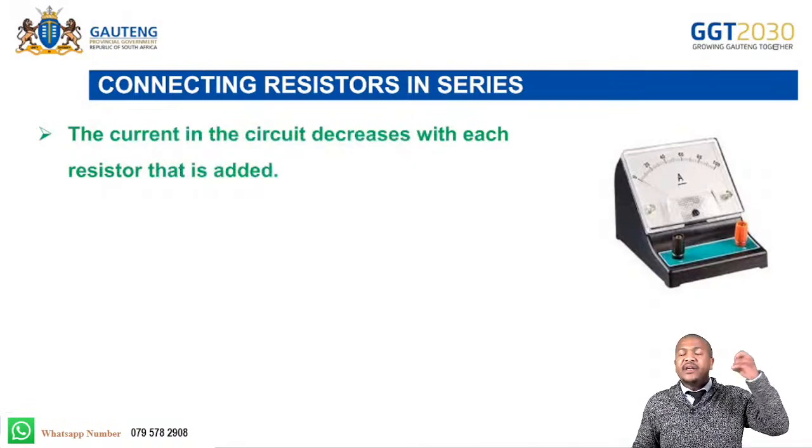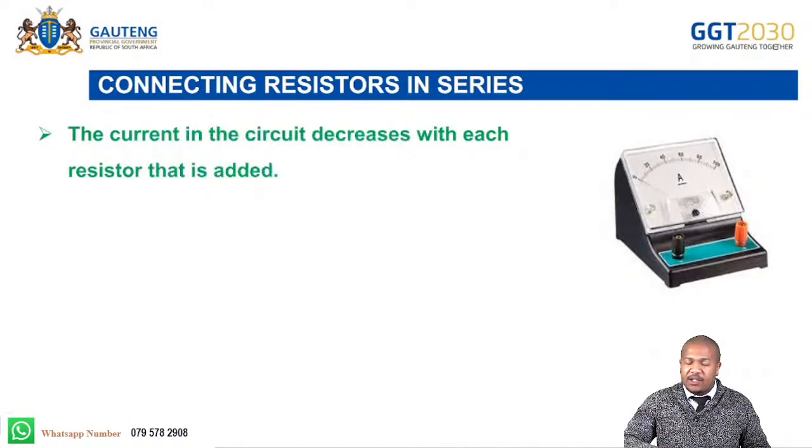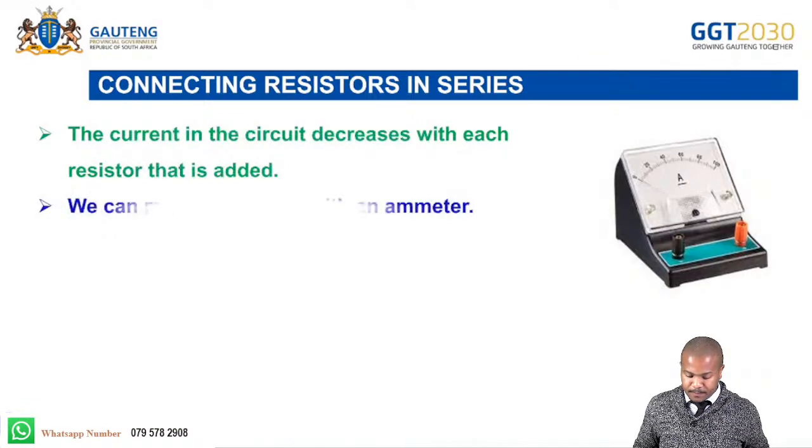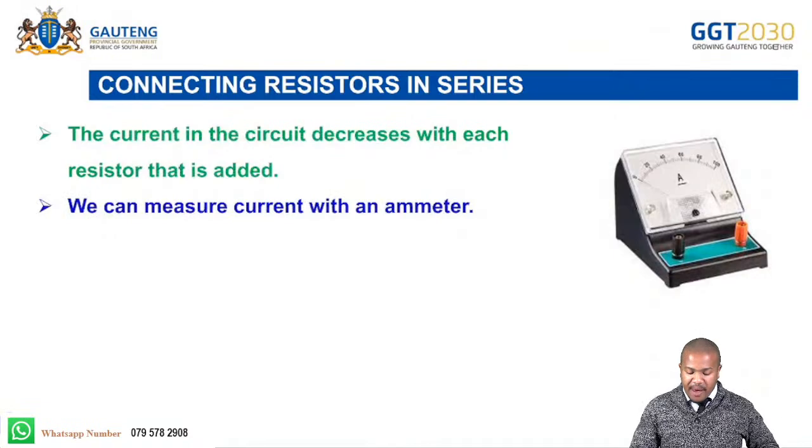But the minute you add another light bulb next to the other one, the brightness will start to become dim, right? Because of what? The current decreases with each and every resistor that is added in series in a series circuit.